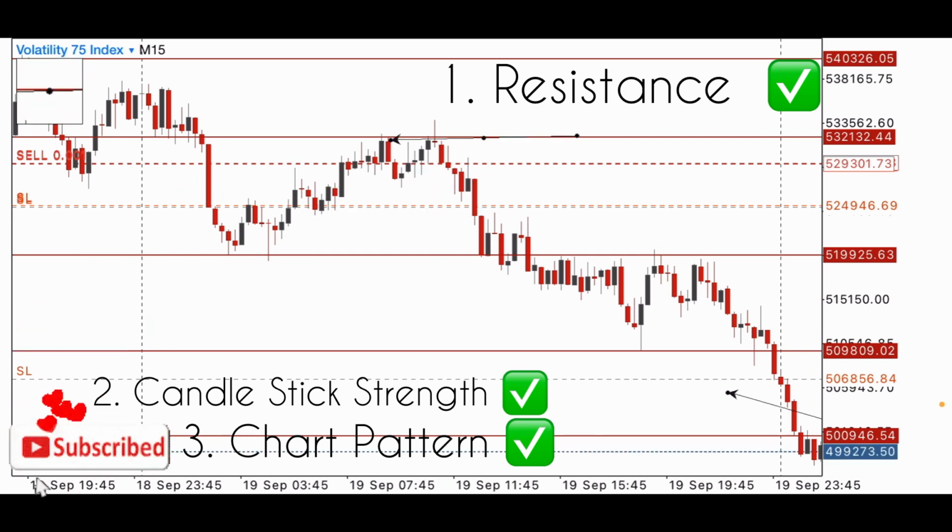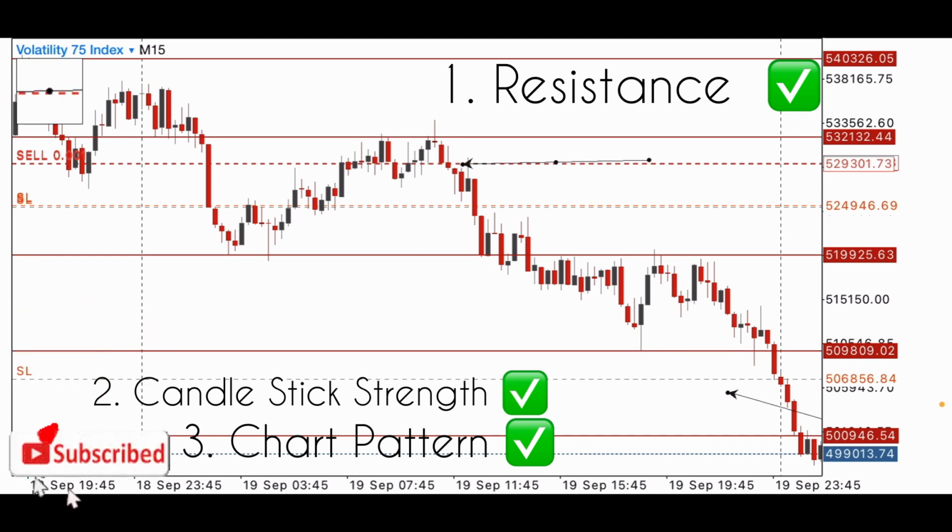We had our resistance zone. We have the chart pattern. And that's enough. Come on, traders, that is enough for you to confidently place your trade.